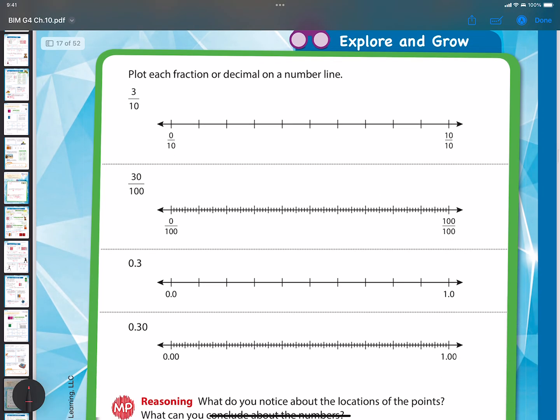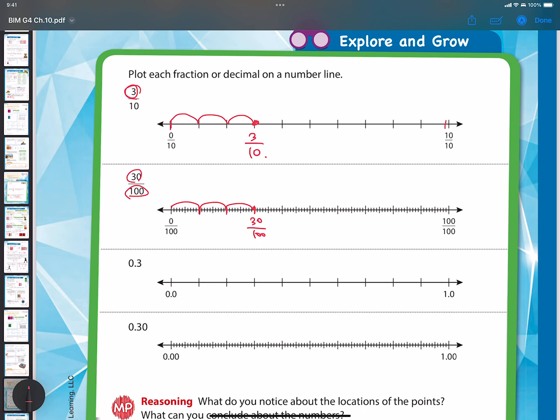Plot each fraction or decimal on a number line. So 3/10. This is split into what? 10 pieces. Now 3. You need to do how many jumps? 3 jumps. 1, 2, 3. That's 3/10. Well, what about 30 over 100? This represents what? Yes, 10 each. So 10, 20, 30. So that's 30 over 100.